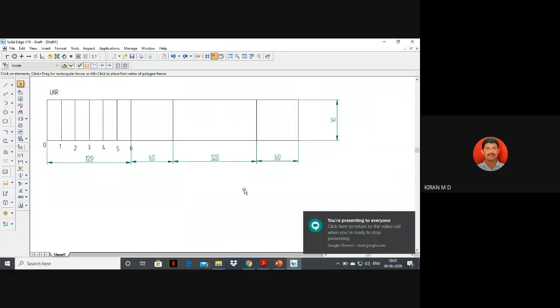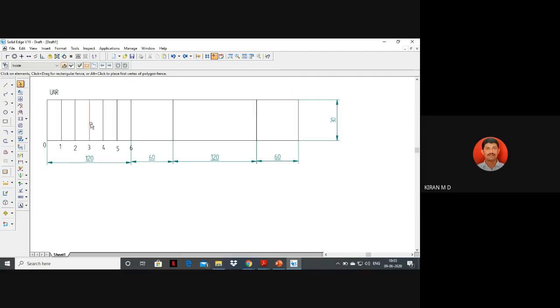Okay, so we have divided this into the 6 parts. So this third line is the midline. So you divide this midline into the same number of parts as you have divided in the horizontal line. So I have divided 6 parts. So here you divide into 6 parts here also. Okay.